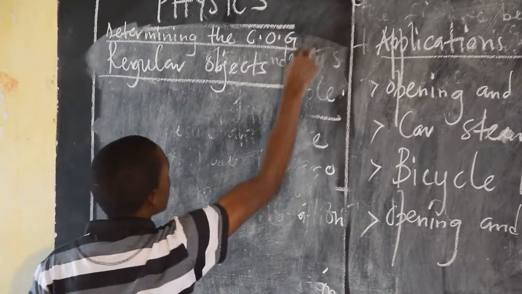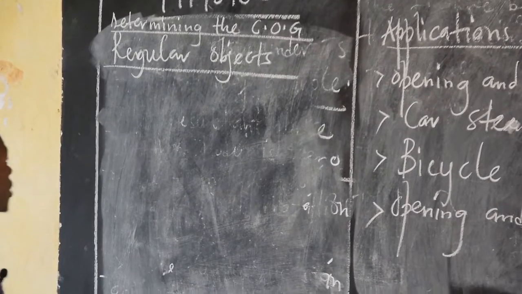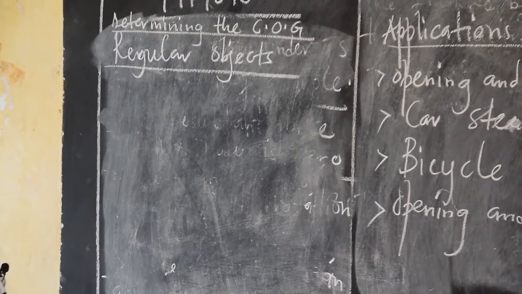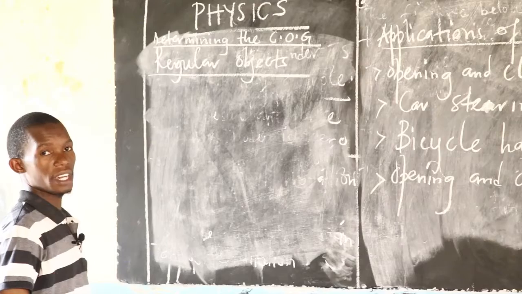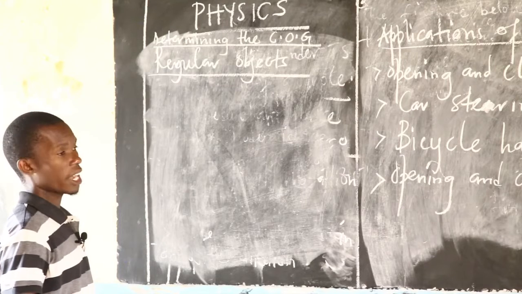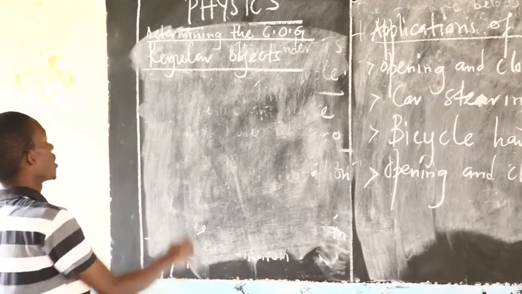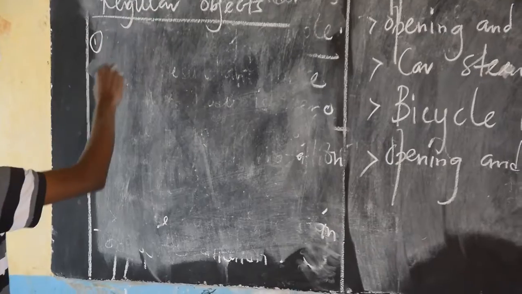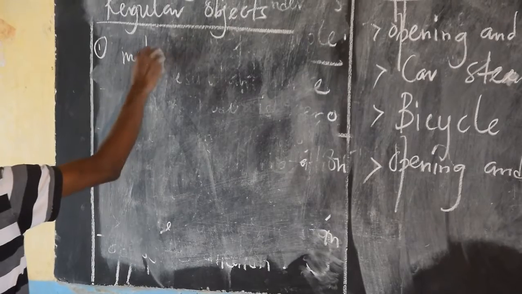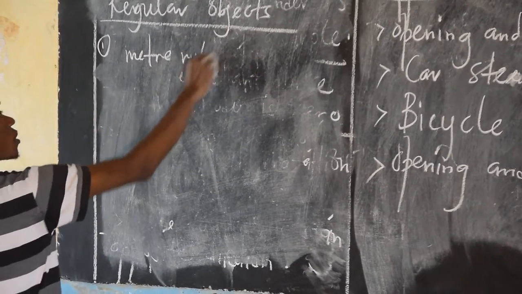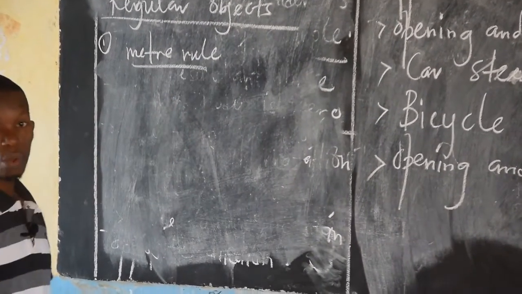We apply the two methods there, where we have regular lamina, regular objects. One, we have a meter rule.